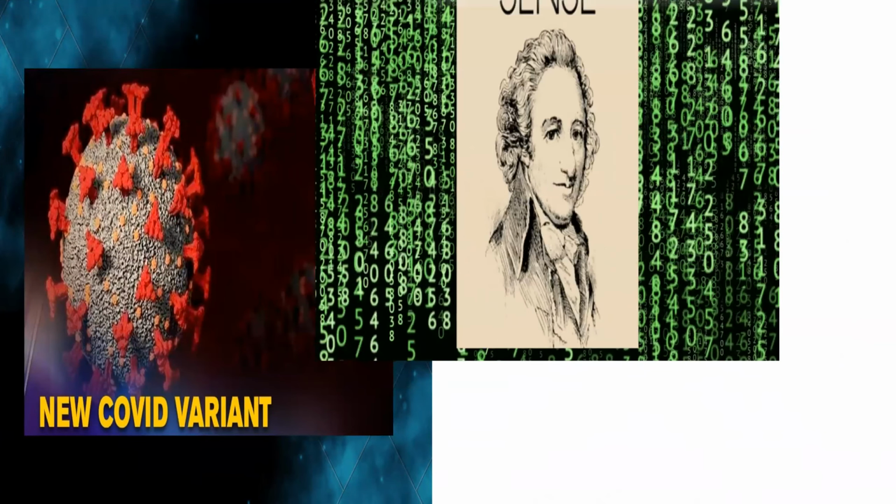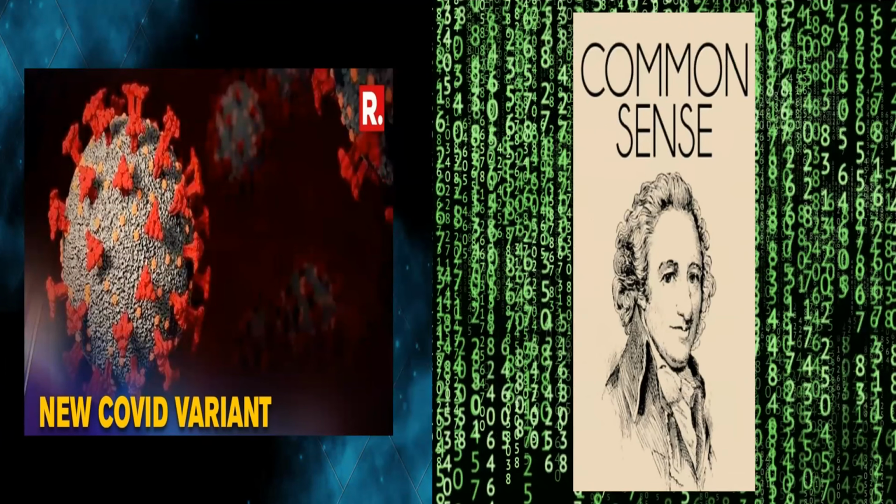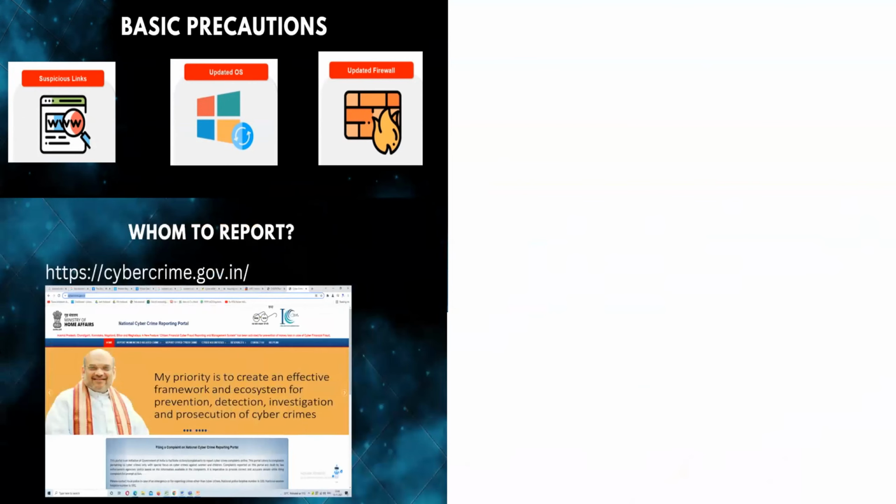One basic thing we must know is to use common sense before clicking. Whenever you see an advertisement stating free Netflix for a lifetime subscription, you blindly click that. The first and foremost thing one should keep in mind is using common sense before clicking that link. We don't get anything for free, right? The basic precautions we need to take: we should not click suspicious links, we should continuously update our OS, we should update our password, and we should update the firewall of the system.